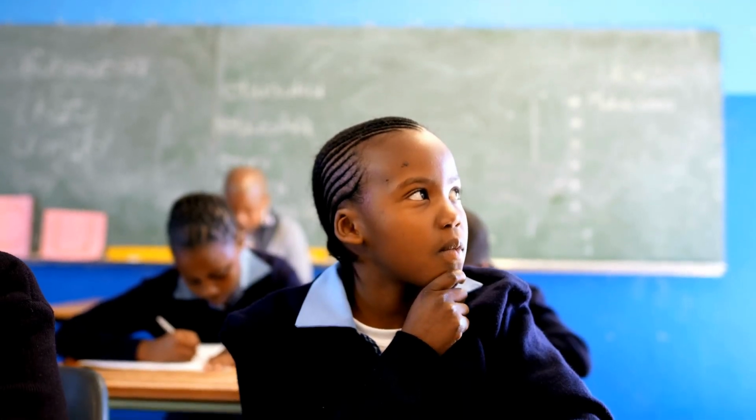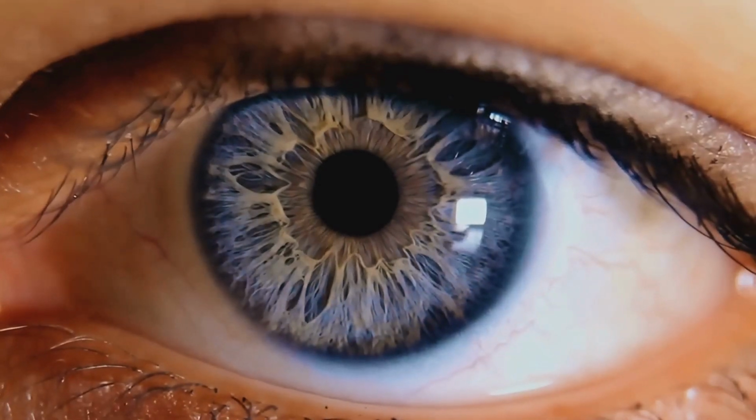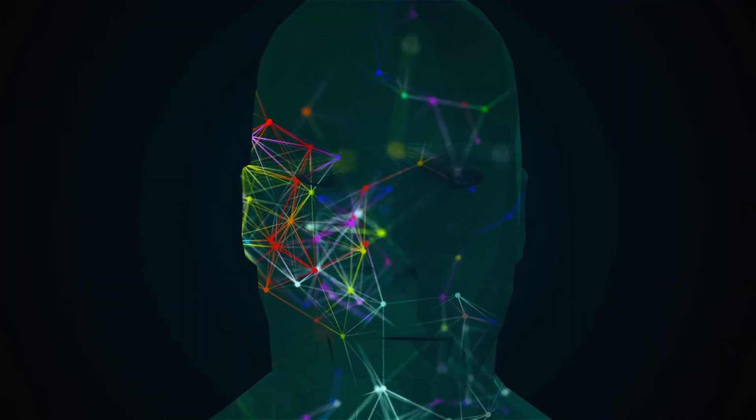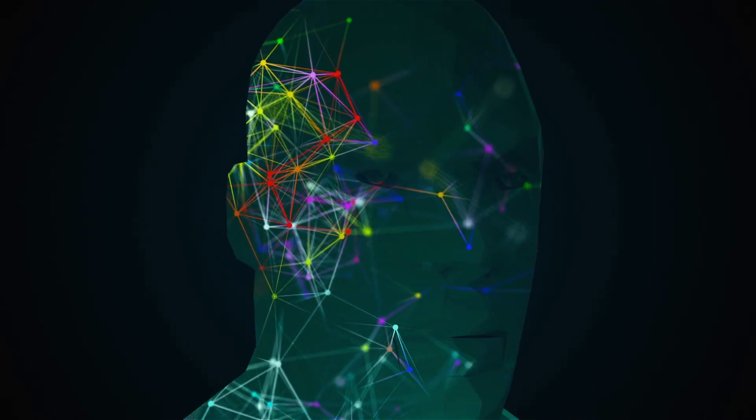Let me ask you something. Have you ever stopped to think about how you actually see the world? It feels like perception is this direct thing, right? Light hits your eyes, your brain does its thing, and boom, you're seeing. But that's not quite what's happening. What we call perception is actually the final product of a whole bunch of complex, non-conscious processes.